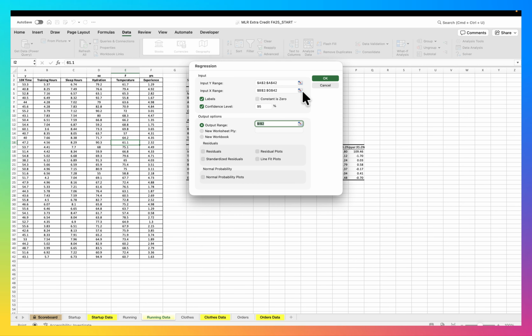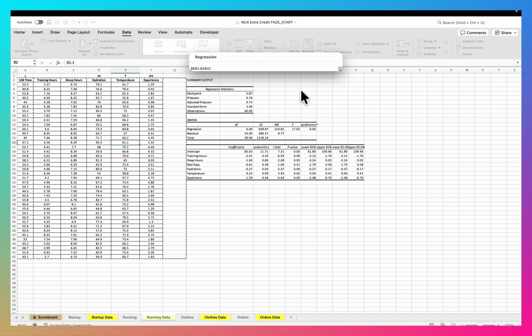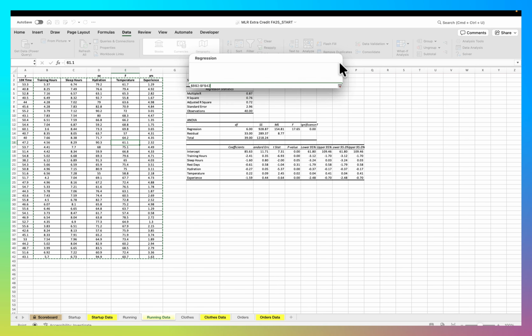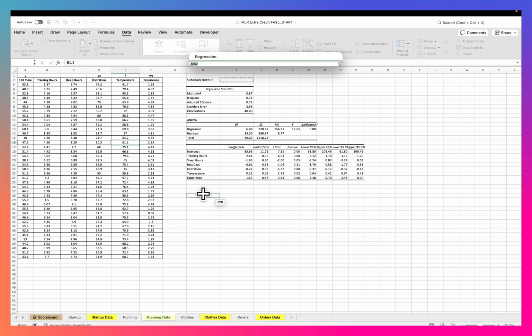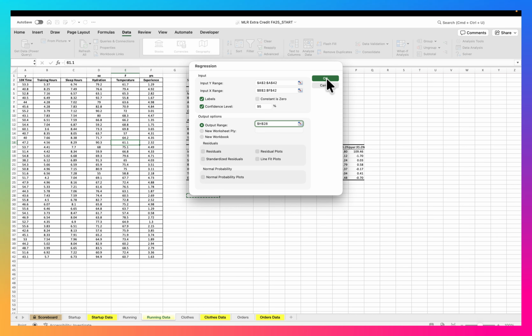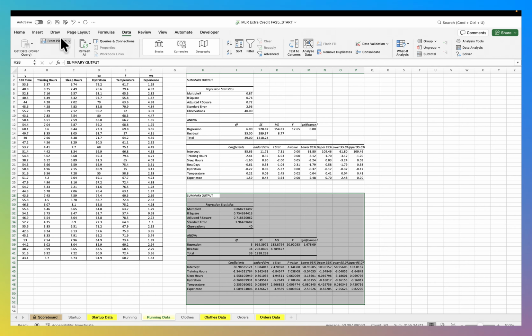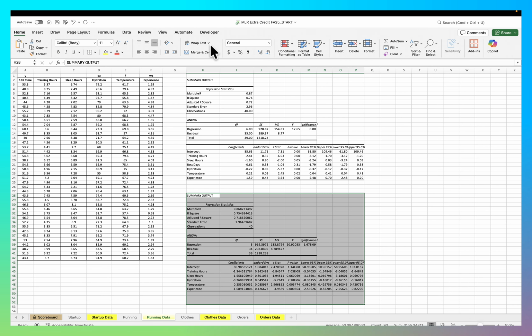And remember, only two things change now. That's going to be the X range and the output range. So let's do the X first. It's got to contract by one column. And then let's click on this guy for the output range. And that's going to be down here. Click OK. Remember, while it's still highlighted, back to the Home tab. Change it to number. All right, now let's look.